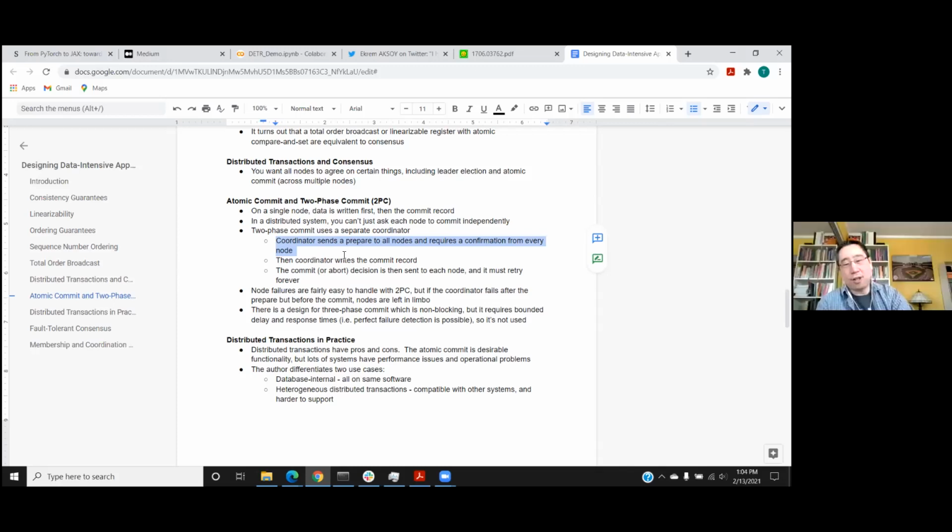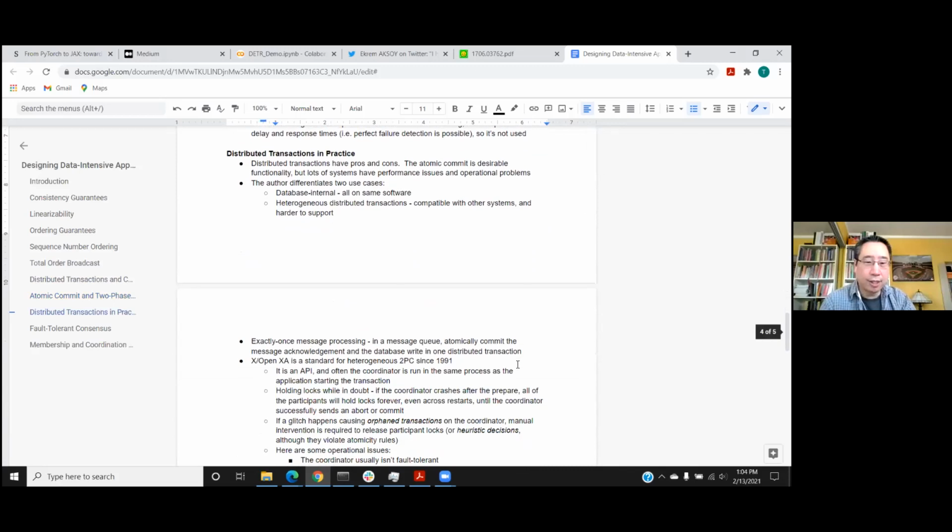Yeah. So the author mentions the possibility of a three-phase commit, but it doesn't seem really realistic to me because you have to have bounded delays and bounded response times from nodes, and we can't really guarantee those. The author kind of talks about, well, if you have a database-internal thing, then things are a little bit easier because you're all in the same software.